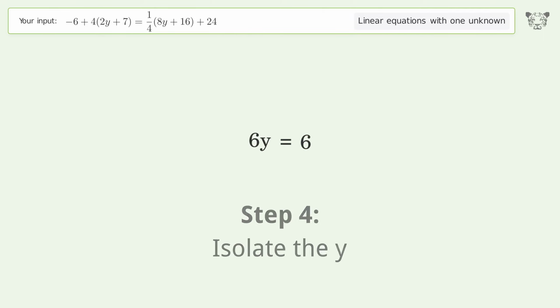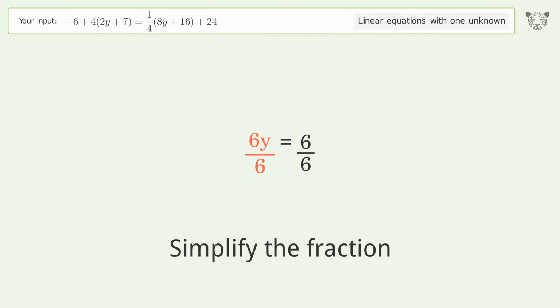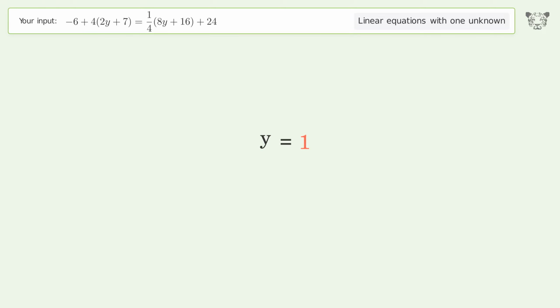Isolate the y. Divide both sides by 6. Simplify the fraction. And so the final result is y equals 1.